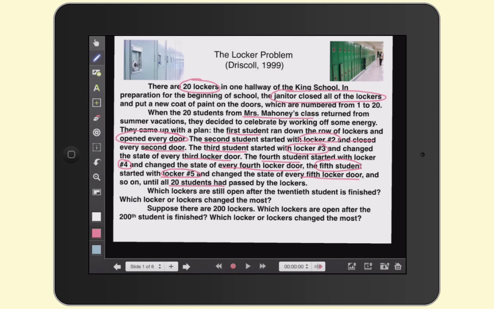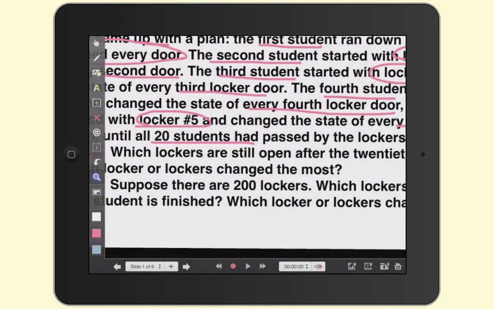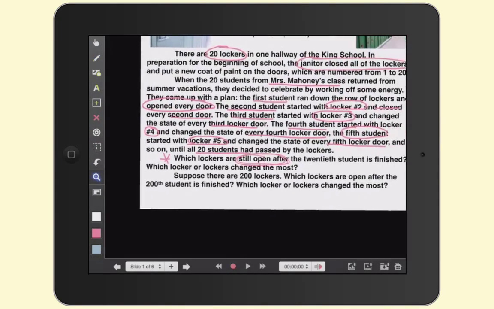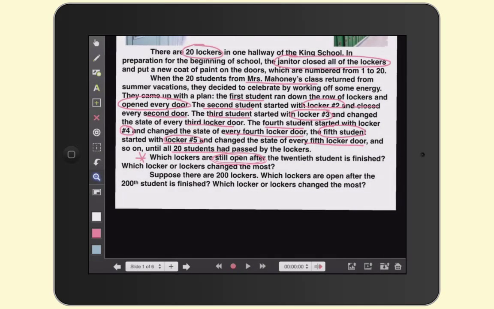Now, here are the questions. Which lockers are still open after the 20th student has gone through? Which locker or lockers changed the most? And then it has this extension: if you have 200 lockers, which lockers are open after the 200th student is finished, and which locker or lockers changed the most?